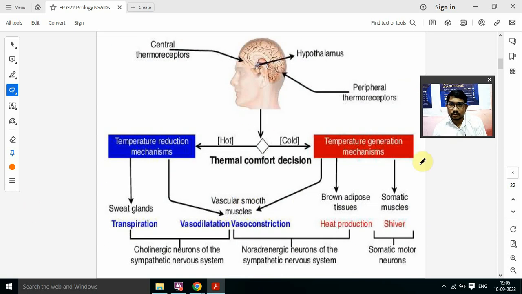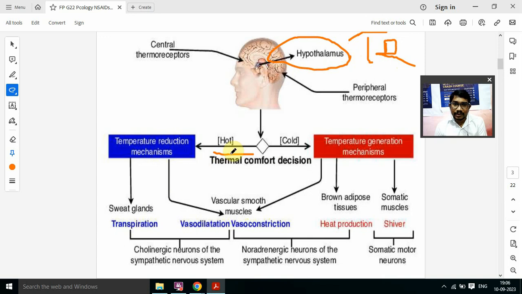You can see over here the temperature regulation mechanism. So if your body temperature is increased, what will happen? There is one center in the hypothalamus known as the temperature regulating center. What is in your hypothalamus? The temperature regulating center.